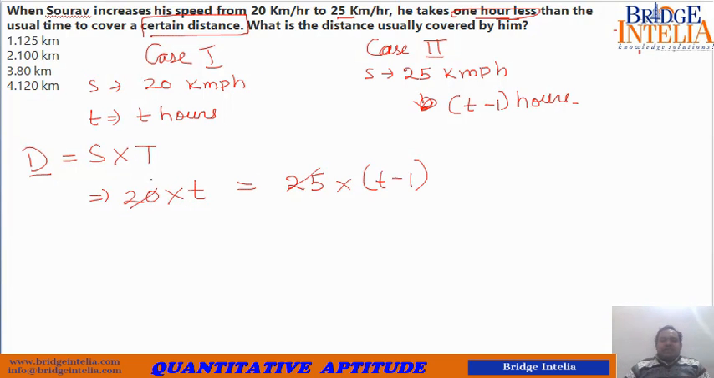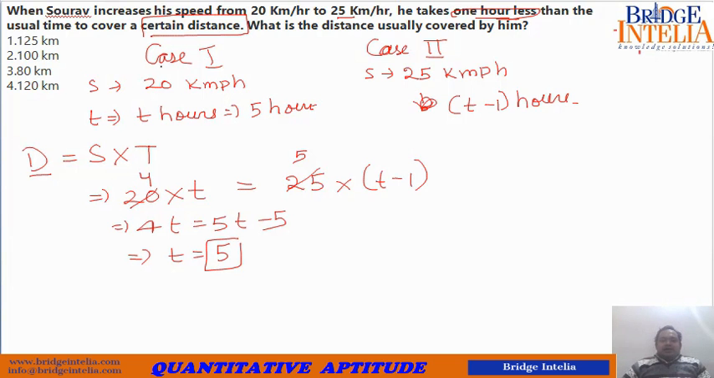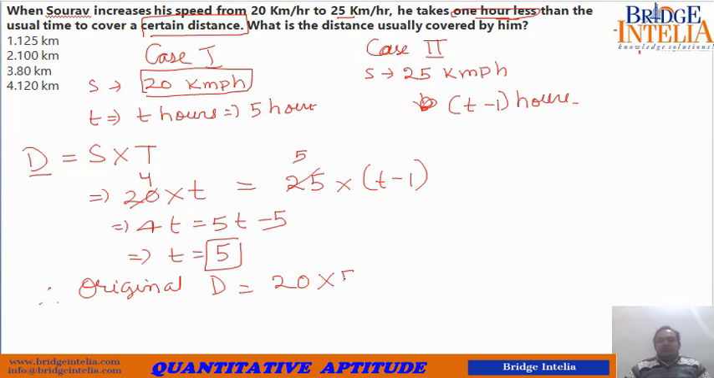So 20 and 25 you can cancel by 5. 4t is equal to 5t minus 5. So from here t comes out to be equal to 5. It means initially he took 5 hours, traveling at 20 kilometers per hour. So therefore the original or total distance is equal to 20 into 5, 100 kilometers.